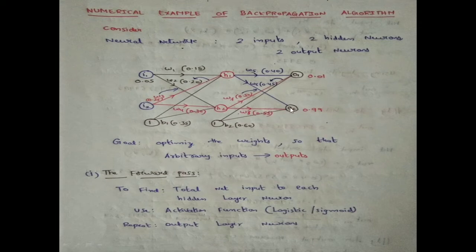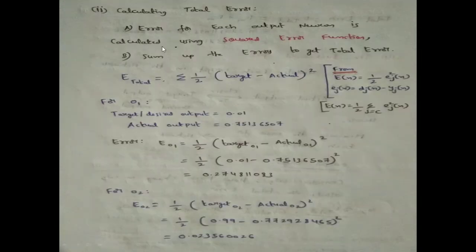Okay. So our next step is to calculate the total error. To calculate the total error, first of all we have to calculate the error for each of the output neurons using the squared error function, and then we have to sum up all these squared errors to get the total error. So E total is equal to summation of 1 by 2 into the target output or desired output minus the actual output squared, that is the squared error function, right?